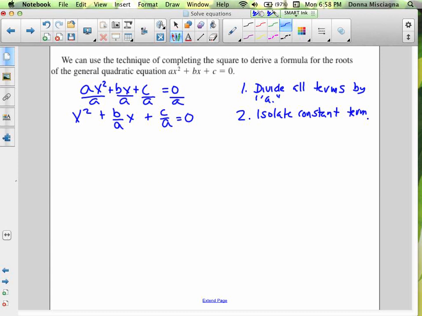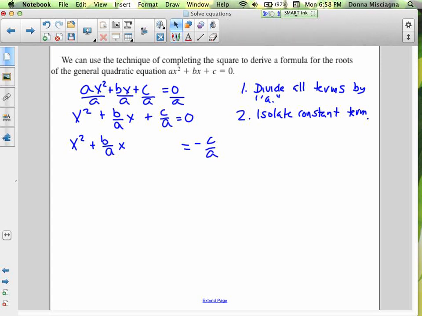All right, so now our second step is to isolate the constant term. So that means we're going to subtract c divided by a from both sides. So we have x squared plus b divided by a x. And I'm going to leave myself some space. Equals negative c divided by a, right? Because we subtracted c divided by a.